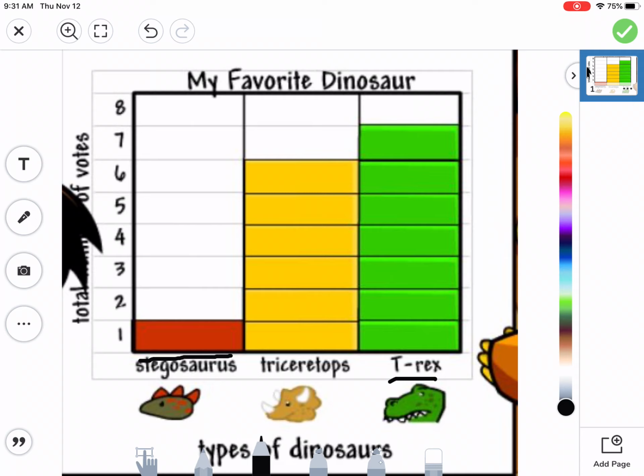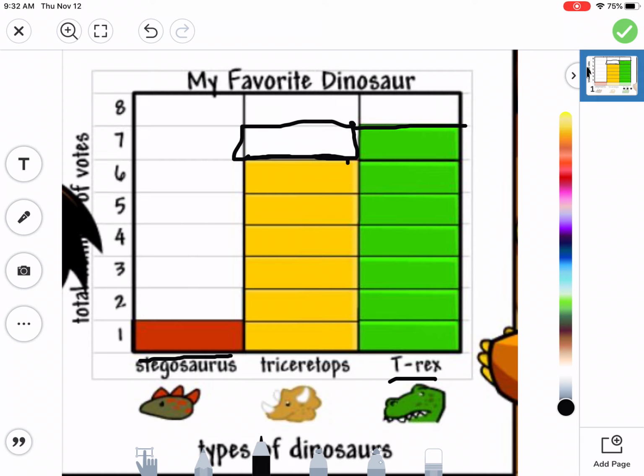Okay, I could say, if I look at my graph right over here, if I want to talk about the Triceratops, I can look and say, okay, Triceratops went up to here. So I could say 6 students think that Triceratops are their favorite dinosaurs. And then I could even do some really tricky things and say, well, from this graph, I can tell, because Triceratops comes right here and T-Rex is right here, that the T-Rex has one more student that thinks it's their favorite dinosaur than the Triceratops, because look, I have this one empty space, so that means that there's one more.